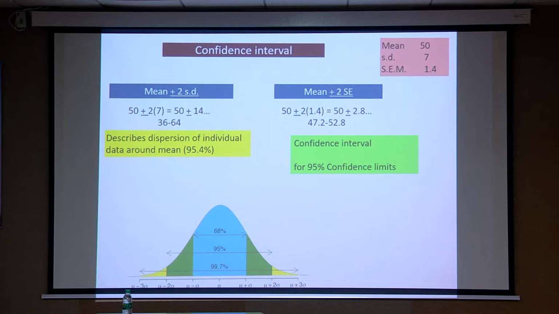Mean plus or minus 2 standard deviation signifies the distribution of data. That is, for 1 standard deviation, 68% of the data will be distributed around the mean. When we apply 2 standard deviation, 95% of the data will be distributed around the mean. If we apply 3 standard deviation, 99% of the data will be distributed around the mean. Whereas on the other side, the range is 47.2 to 52.8. That means for the 95% confidence interval, we can say the true value lies within this range.